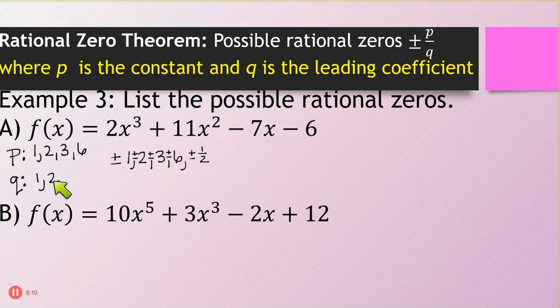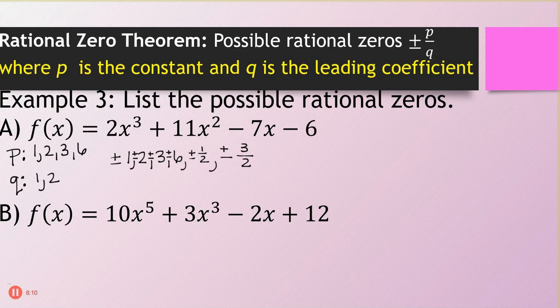And then we have 3 divided by 2. And 6 divided by 2? Well, 6 divided by 2 is 3, and we already have that. So the possible rational zeros, or x-intercepts, we have plus and minus 1, positive and negative 2, positive and negative 3, positive and negative 6, positive and negative 1/2, and positive and negative 3/2.